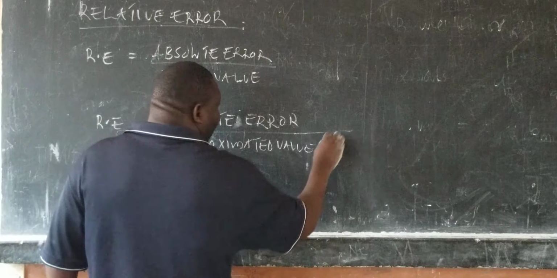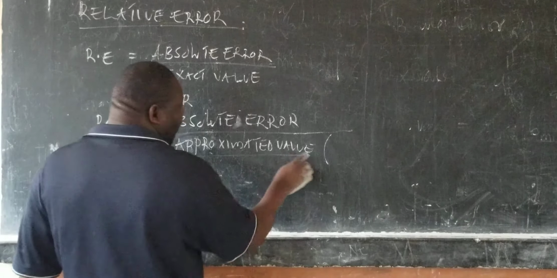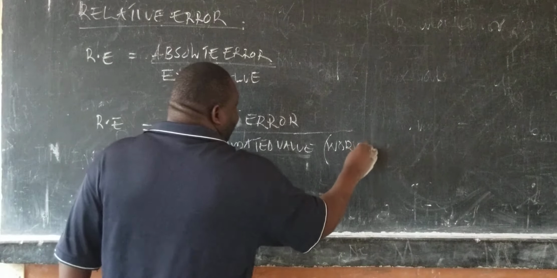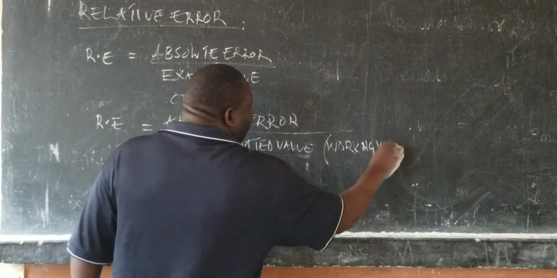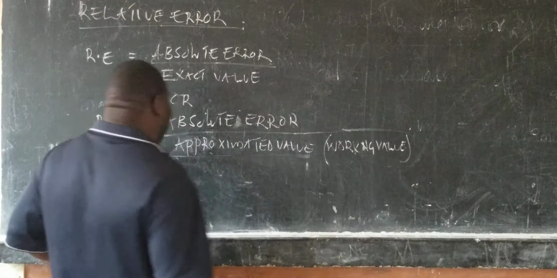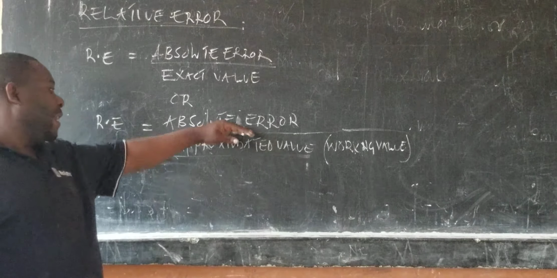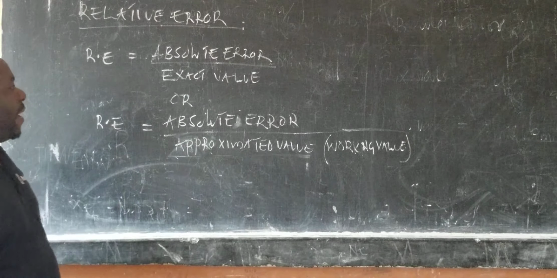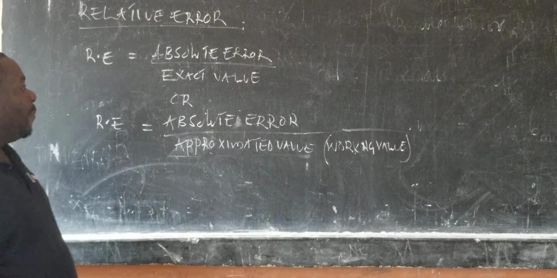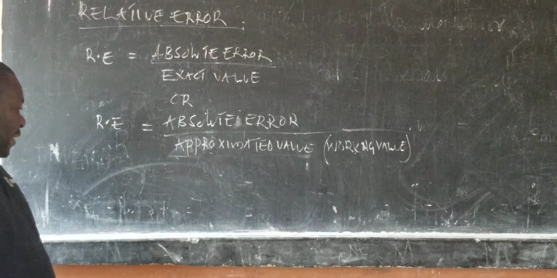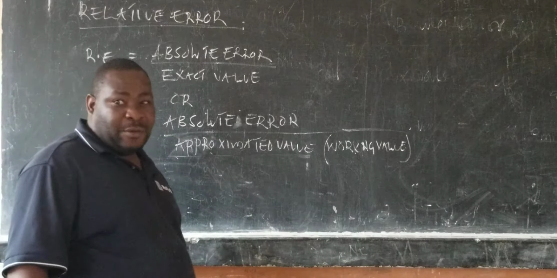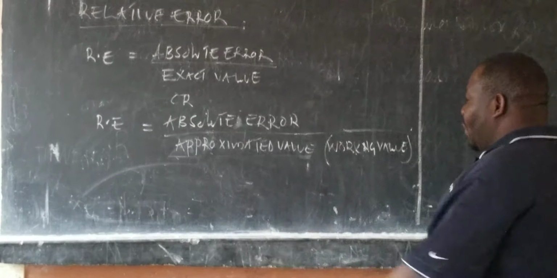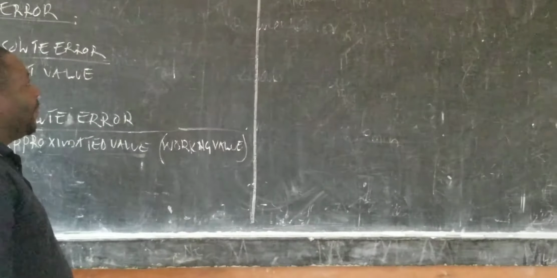And in some authors, you find this term here, the approximated value of the expression, where they are using it as the working value. The working value is either the absolute error over the approximate value or the working value, or the absolute error over the exact value of the expression. Both of those will lead us to getting the same correct results. And absolute error over the working value or the approximate value.